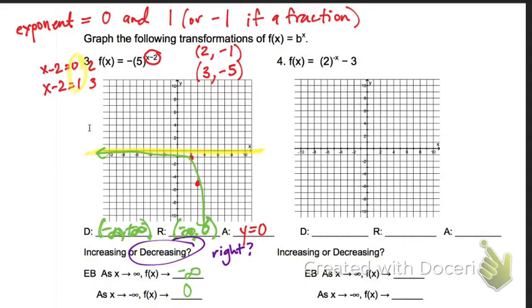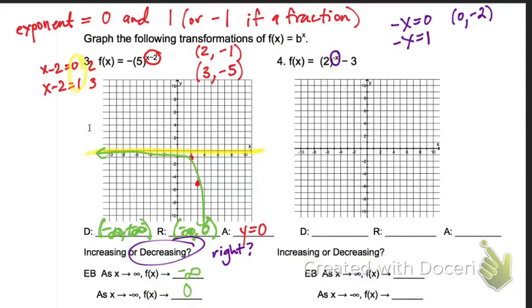Okay, number 4, I want to set my exponent equal to what 2 numbers? So I need to set x equal to what for 0? If I divide each side by -1, I still get 0. 2 to the 0 power is what? 1. 1 minus 3, -2. Good.